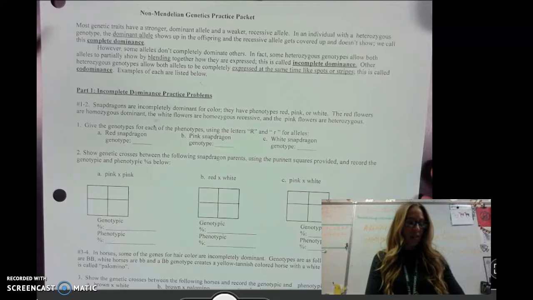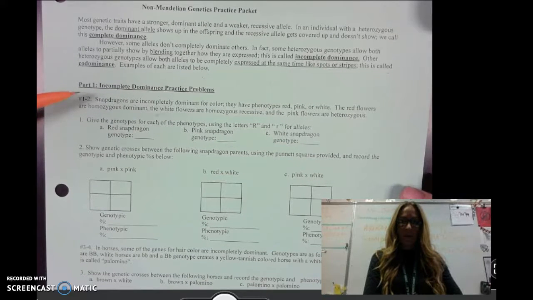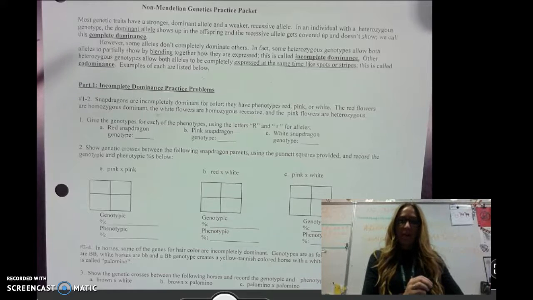Hey guys, this is just a guide of how to go through that non-Mendelian practice sheet. And we're going to start with incomplete dominance, which if you remember from our lesson, is basically when Mendel's law of dominance doesn't apply. Sure, we've got two traits for two alleles, but whatever the outcome is, the phenotype is going to be a mixture of those two.